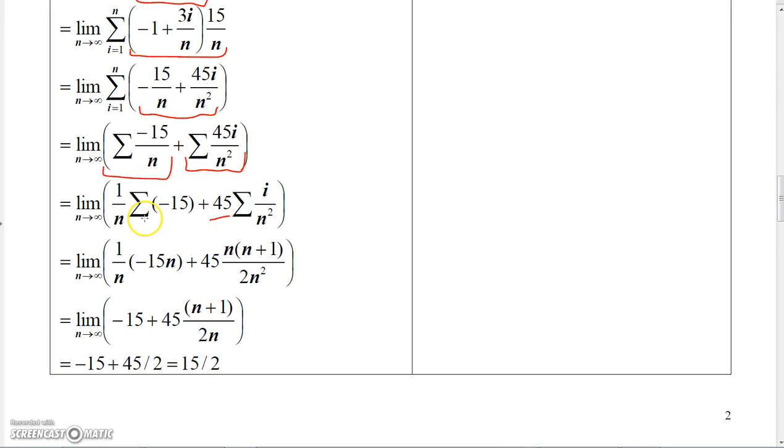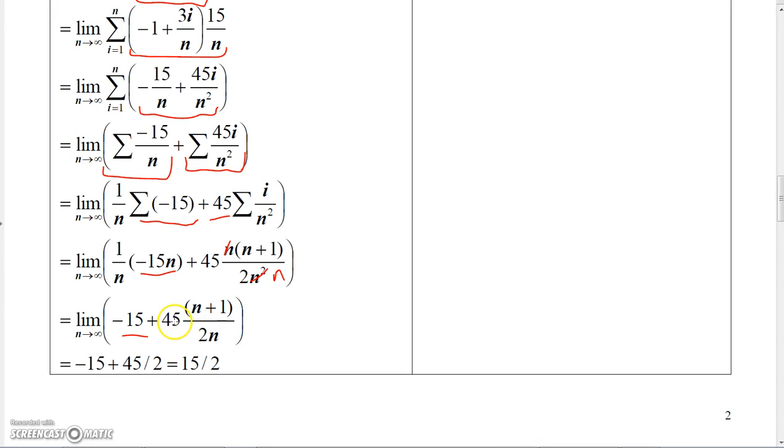But anyway, we know the sum of this is minus 15n. So we're going to have minus 15n for that. And we know that the sum of i is n times n plus 1. So we have 45 times n plus 1 all over 2n squared. And then when we multiply this together, the n's cancel and I get minus 15. And then this is just going to be 45n plus 45 over 2n. I canceled one of the n's up here, and that's how I got that.